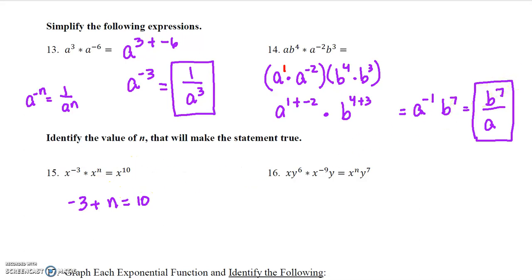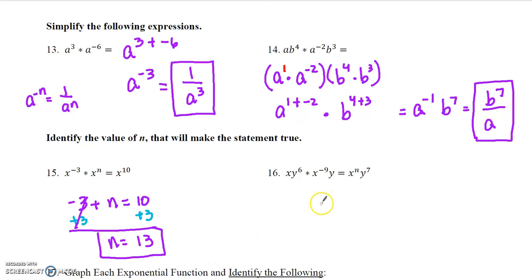So let's just turn it into an algebra problem. So I want to get my n by itself. I have a negative 3, so I will do the opposite, which means I'm going to add 3 to both sides of my equal sign. So this is gone. My n is by itself. And so my n is going to equal 13.